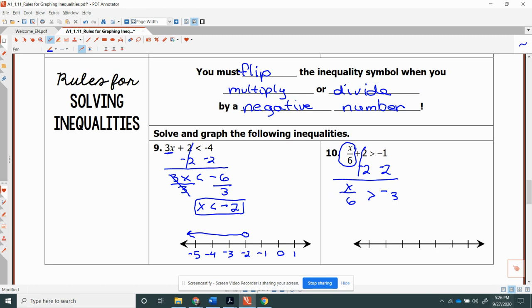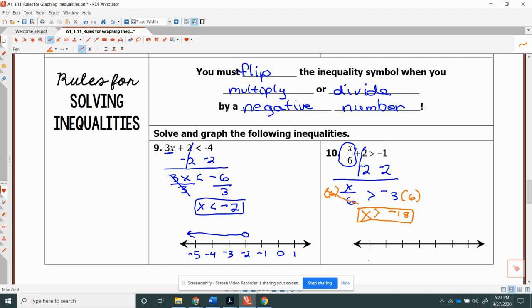Now, we're going to multiply both sides by 6. Let me change the color so I can make it show up a little better for you, so you can see the steps. So we'll multiply both sides by 6. You notice how I use parentheses. We did not multiply by a negative, so our inequality sign stays exactly where it is. Negative 3 times 6 is negative 18. The 6 over 6 cancel. We have x is greater than negative 18.